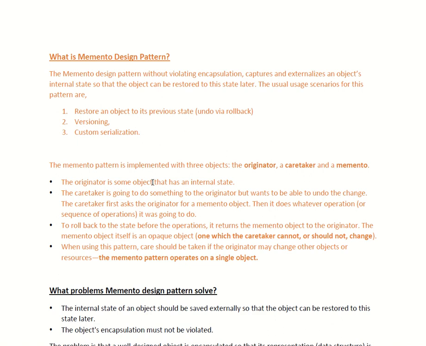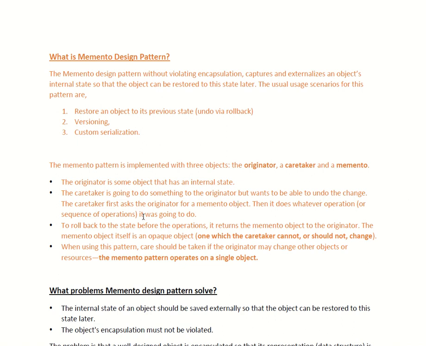The memento pattern is implemented with three objects: the originator, a caretaker, and a memento. The originator is some object that has an internal state. So this is your domain object, which contains the state. The caretaker is going to do something to the originator but wants to be able to undo the change. The caretaker is your client program, which is going to do some manipulations or processing to change the originator or its internal state, and also it should be able to undo that change.